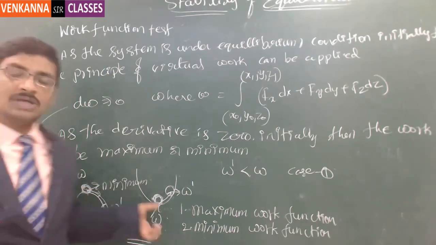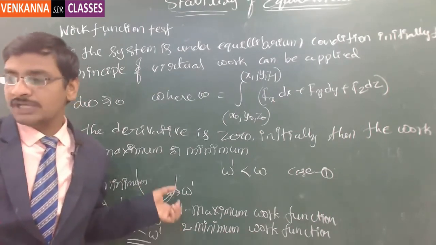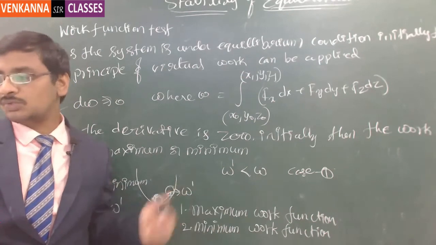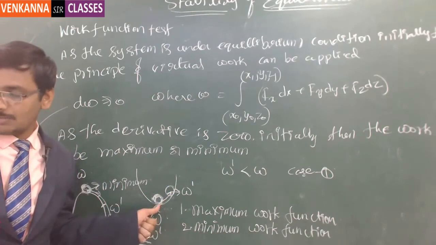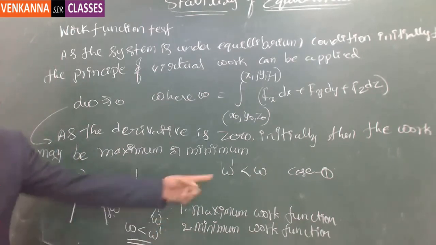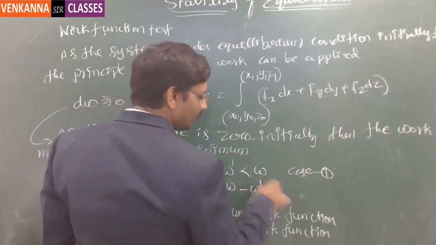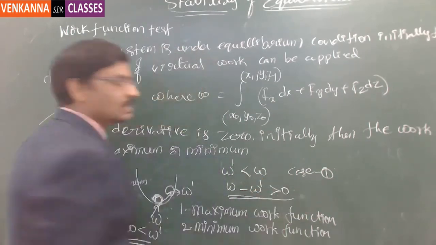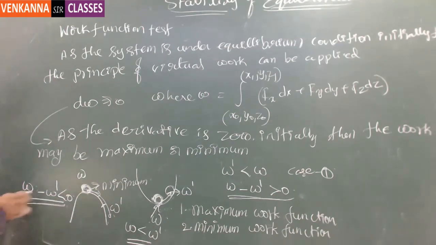So as and when you apply a force, if the body moves further, we say that a positive work is done by the force. Suppose it is moved back, then negative work is done. So if W dash is less than W, then W minus W dash will be greater than 0, obviously. This is the positive work. In this particular case, W minus W dash is less than 0, so this is negative work.